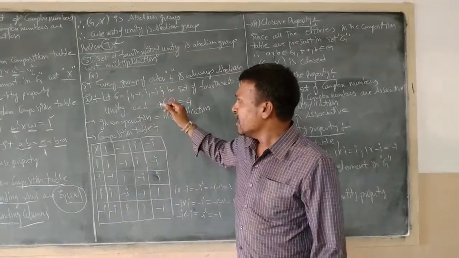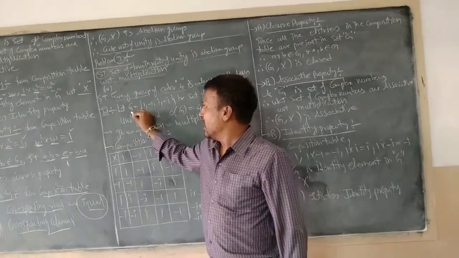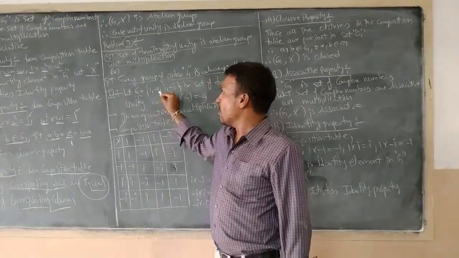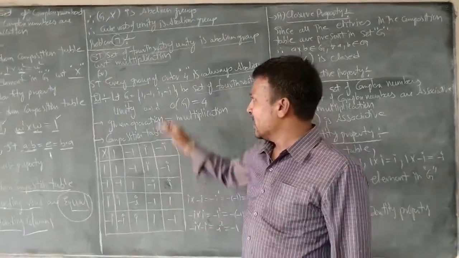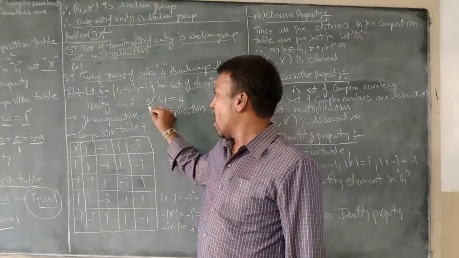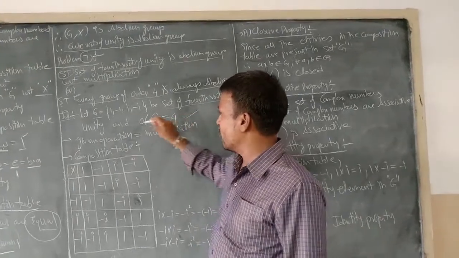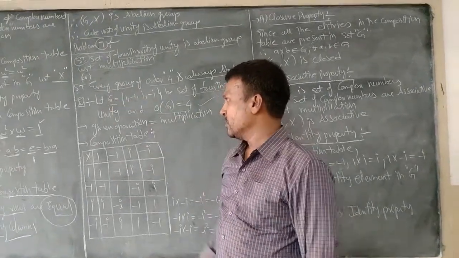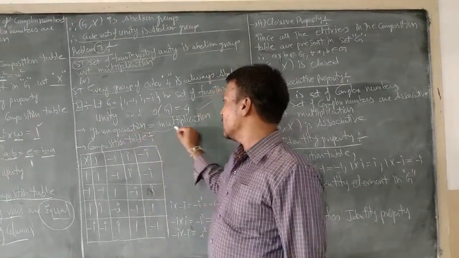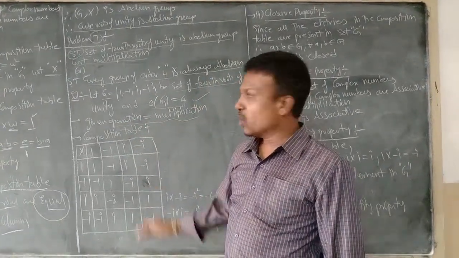If I go into the solution part, let G = {1, -1, i, -i} be the set of fourth roots of unity. It is given, and the order of G is equal to 4. It is also given. Why? Because there are 4 different elements in the given set G. Again, the given operation is general multiplication.